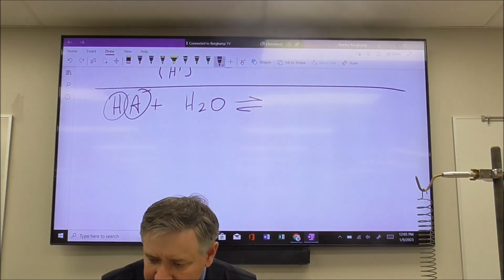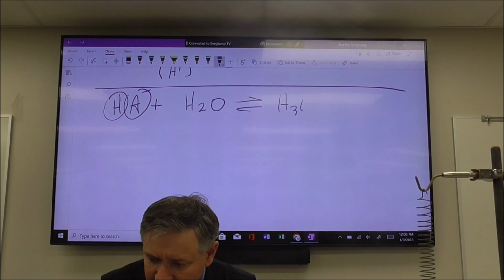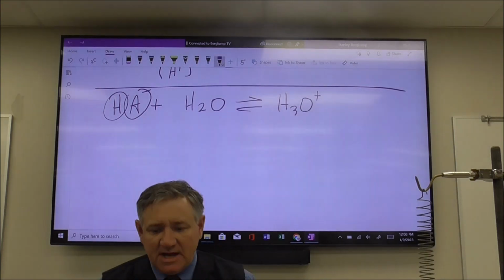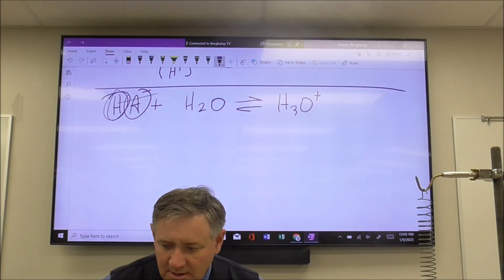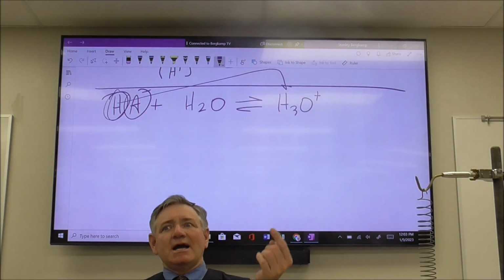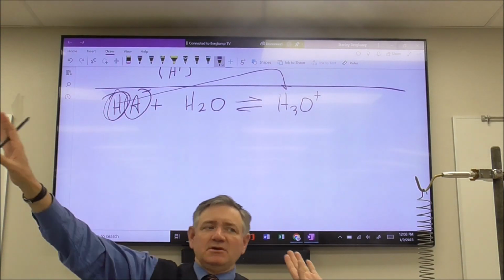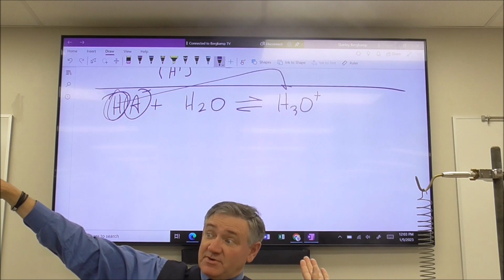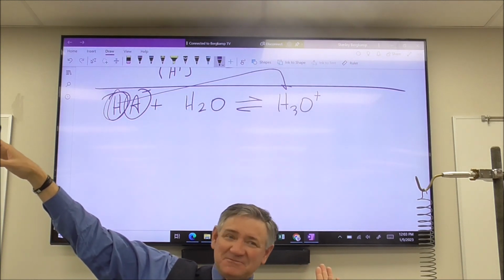And so what's going to happen is that we're going to form some hydronium ions. This hydrogen is going to spend some time attracted to the water. So in other words, it's going to go over there, it's going to hang out with its friends. Oh, look, there's the water molecule, right?